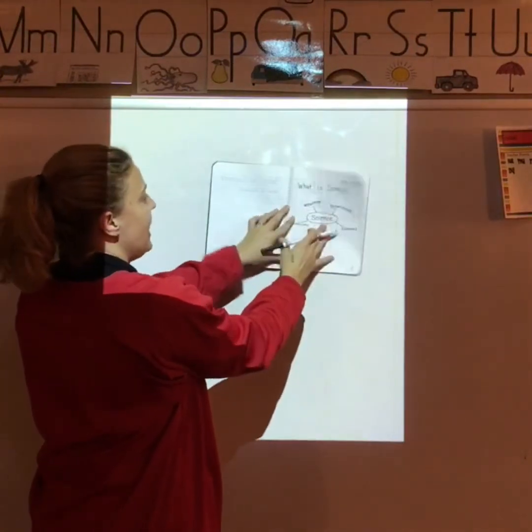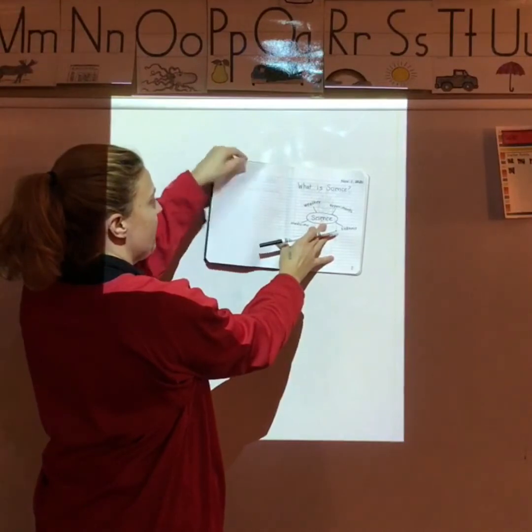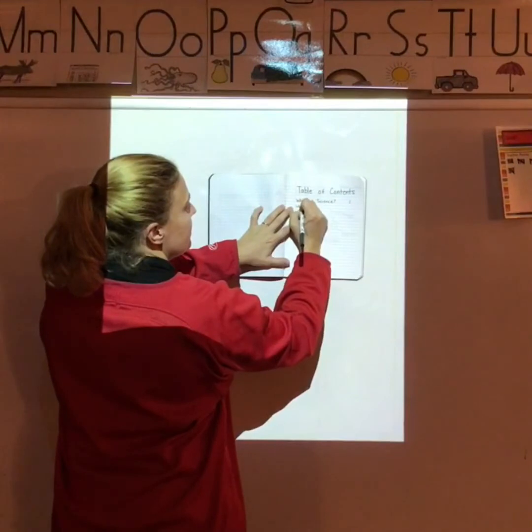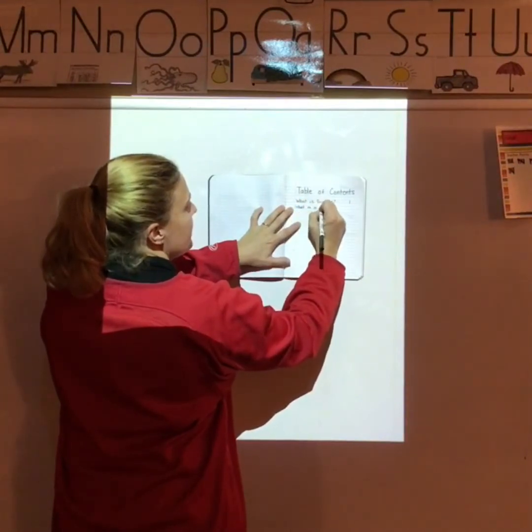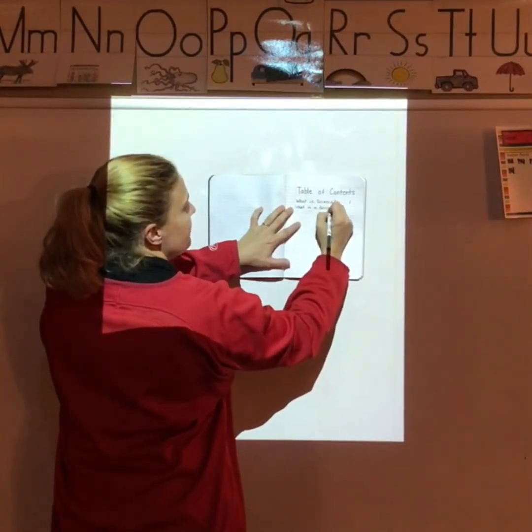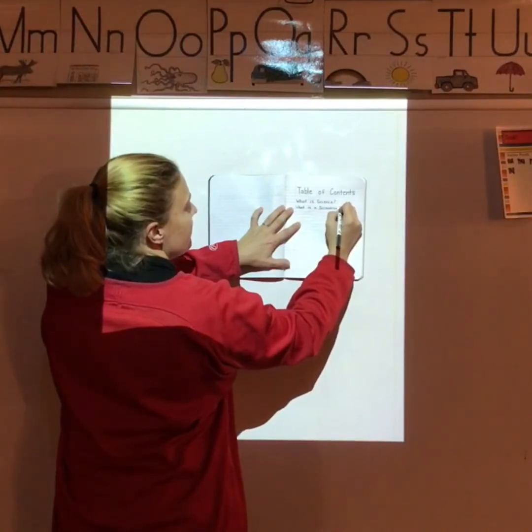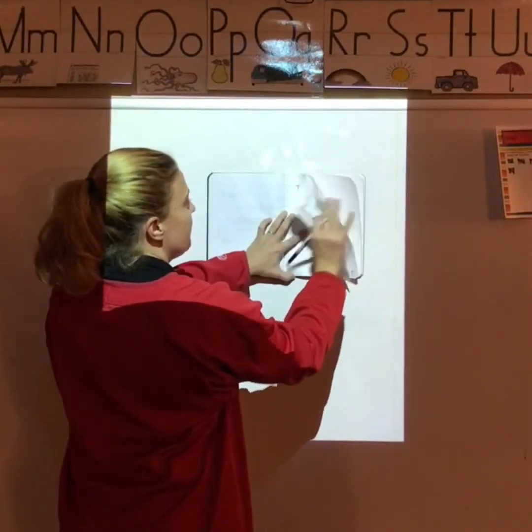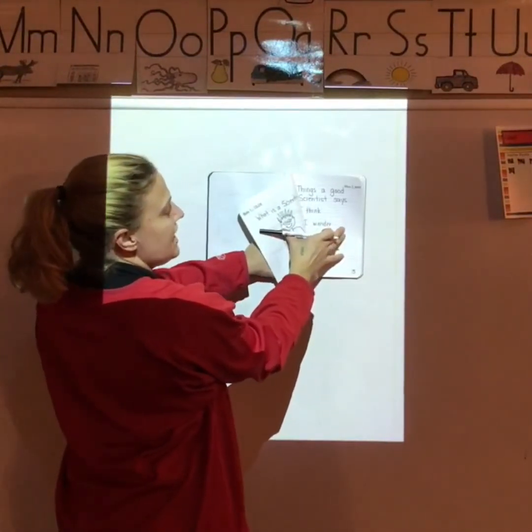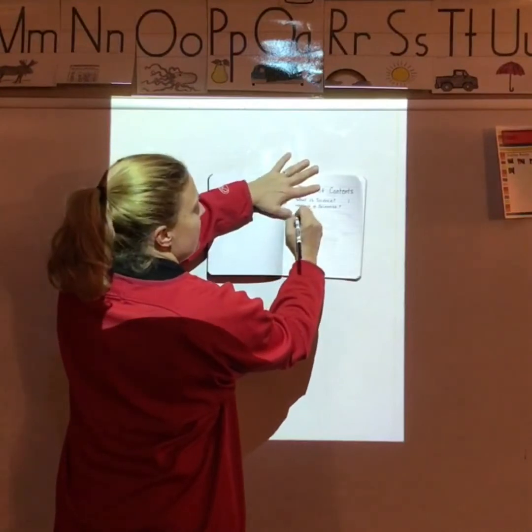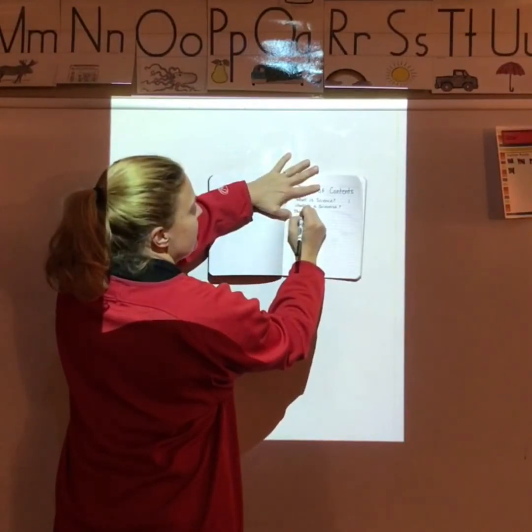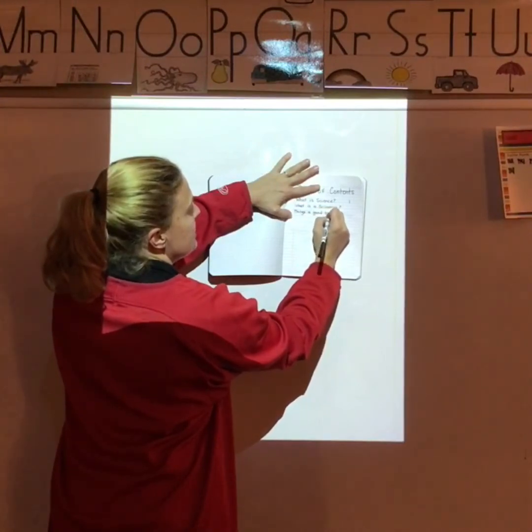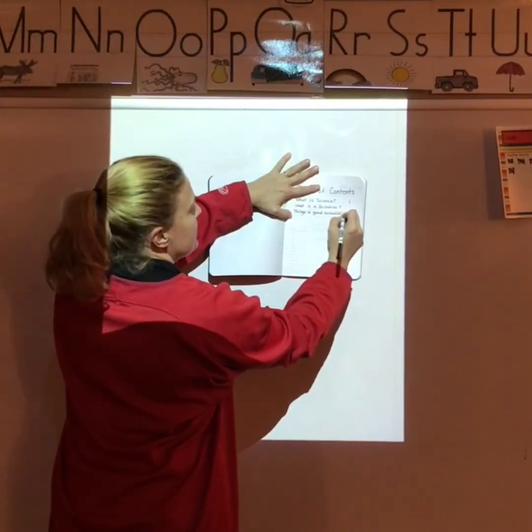So I'm going to go back to my table of contents and write those words. What is a scientist? We also had a page that said, things a good scientist says. I'm going to write that one below. Things a good scientist says.